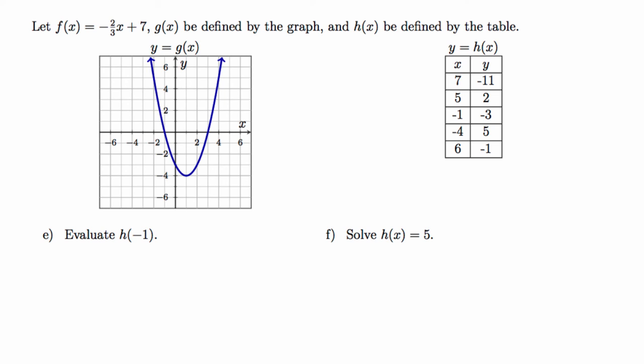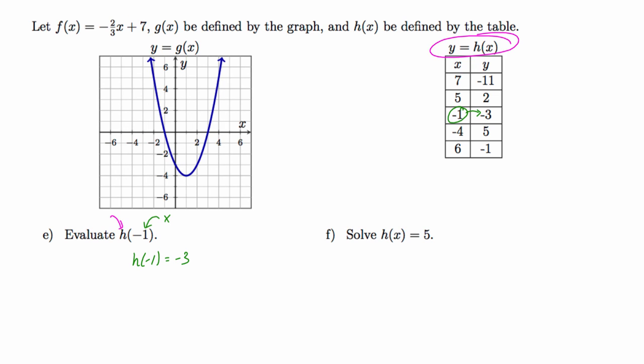In part E, we are asked to evaluate h of negative 1. Because we are told to evaluate h of negative 1, we need to be looking at the table that relates to the function y equals h of x. Again, the negative 1 in the statement h of negative 1, because it's in the parentheses, is an x value. So to evaluate h of negative 1, I need to find the x value of negative 1, and the answer is the y value paired with that. In the table, the x value of negative 1 is paired with the y value of negative 3. So the answer to this example, h of negative 1 equals negative 3.